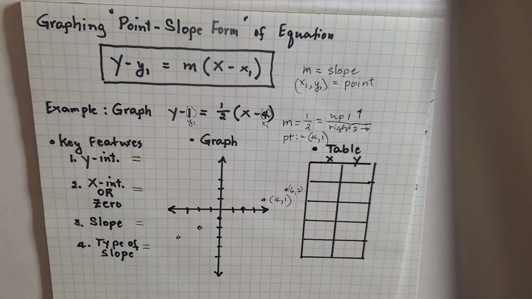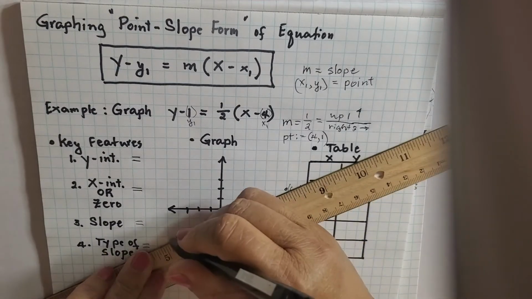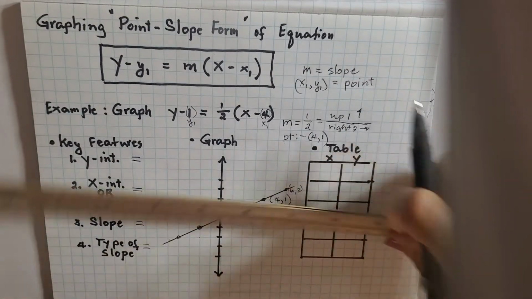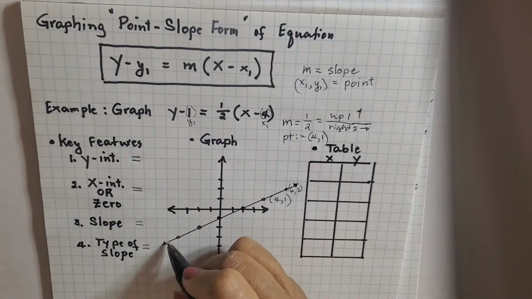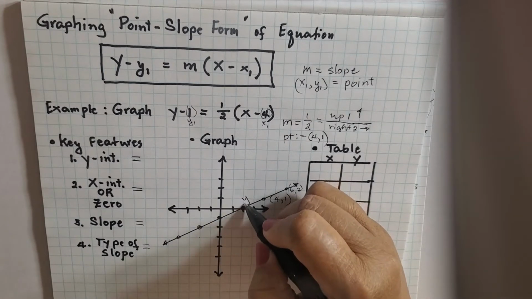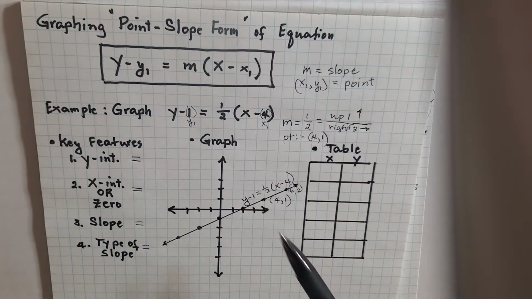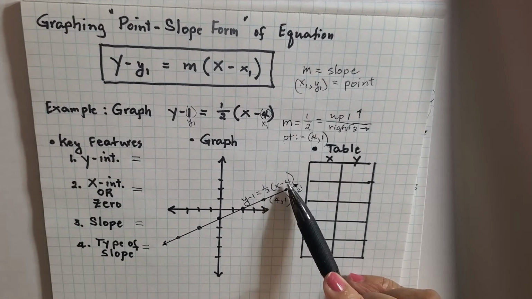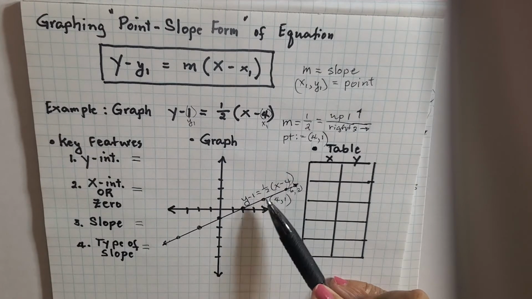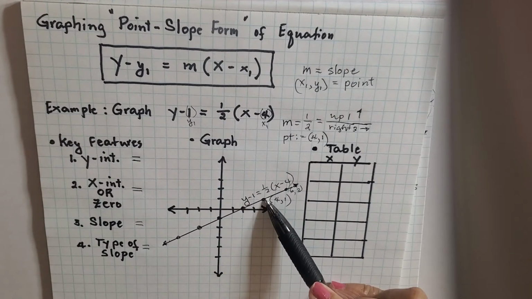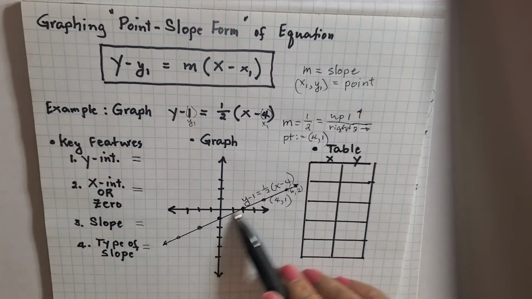Now I will connect these points. And when you draw a line, be sure you put an arrow at both ends, because the line is infinite. And I will label my line. Okay, so let's see. Does this line contain 4, 1? Oh, there you go, 4, 1. Is the slope 1/2? Go up 1 to the right 2. Correct. The slope is positive, so the line is going up.